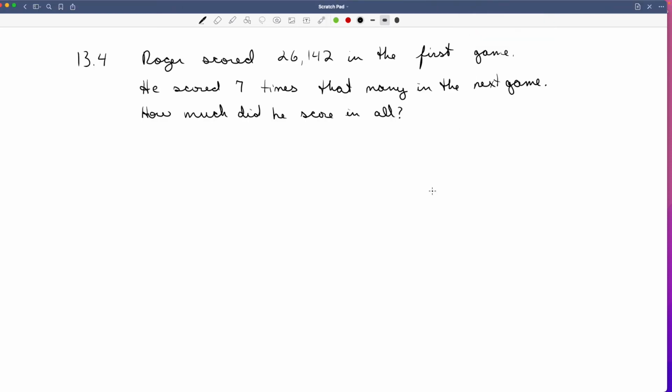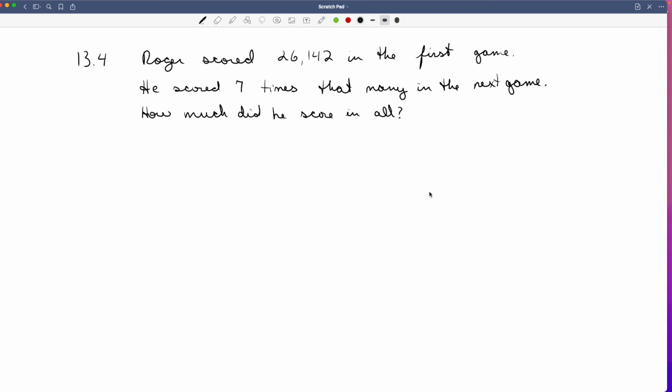Give me just a second to write it. All right, so we're going to do something a little bit different with this problem. I want you to try to solve this on your own first. So let's read through it. 13.4, Roger scored 26,142 in the first game. He scored 7 times that many in the next game. How much did he score in all?